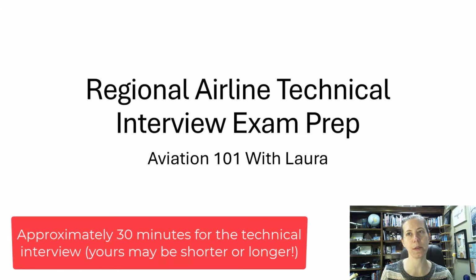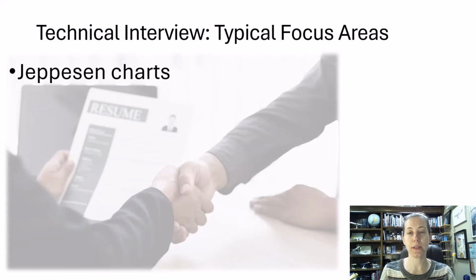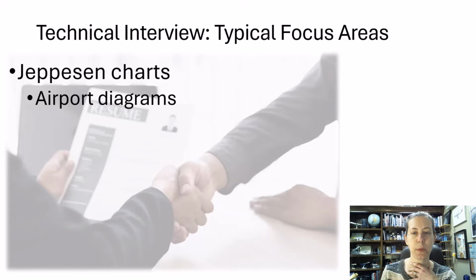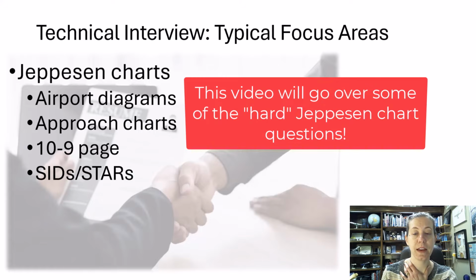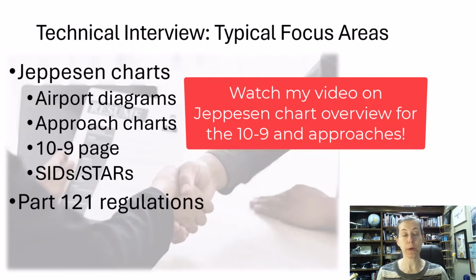And they reported that it was about a 30-minute interview slot, so not super long or anything. But the typical areas that I would expect you to get are topics about Jeppesen charts, especially airport diagrams, approach charts, the 10-9 Jeppesen page, SIDs, and STARs. We are going to go over some of the airport diagram and the SID and STAR, possibly gotcha type stuff. I'm not going to go over approach charts. I have other videos on that that I can link to in the video description, along with the 10-9 page and how to use it.